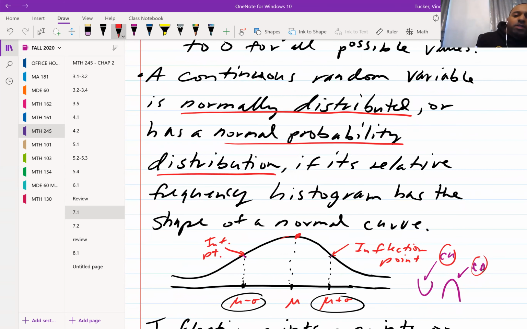So as I mentioned, this is our normal distribution, our normal curve, bell-shaped curve. Here are our inflection points. We'll talk about what that means in a second. Notice our mean is in the middle. If you add a standard deviation, that's where your first inflection point is. Subtract the standard deviation, that's where another inflection point would be.